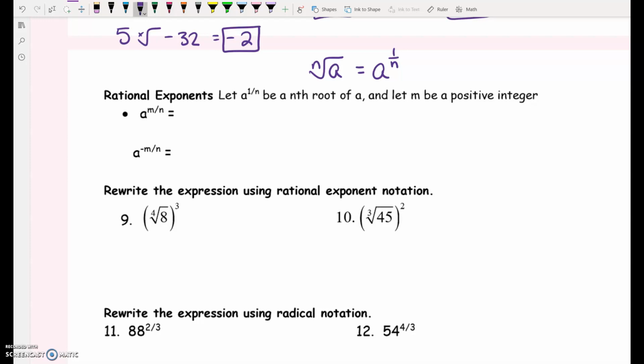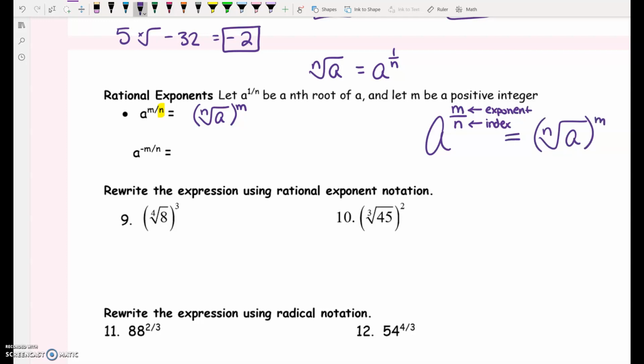A raised to the m over n. The n, the bottom of that fraction, is still going to be the index. That whole thing is then going to be raised to the m. So I'm going to write this bigger over here. The n is going to be the index. The m is going to be the exponent. So this becomes the nth root of a raised to the m.